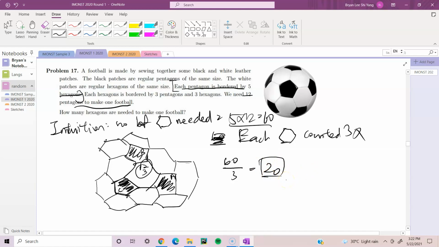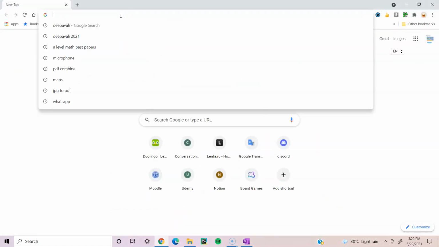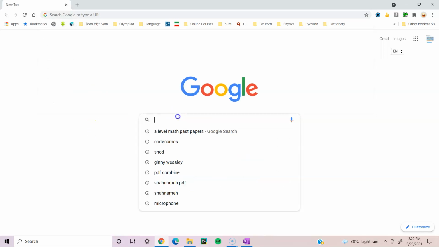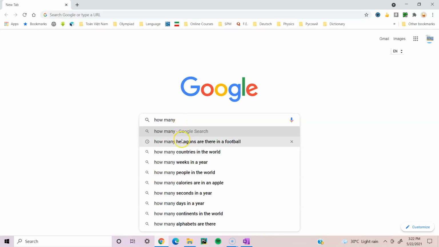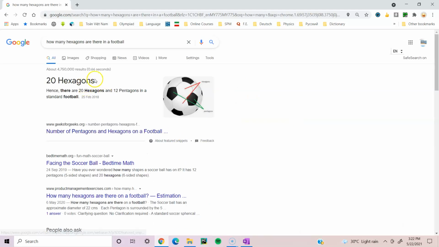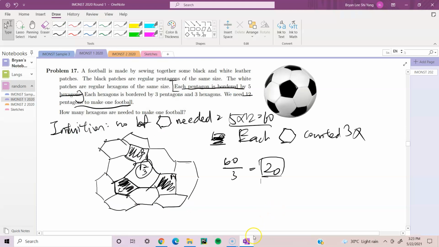But now, our video has not ended yet. We have another solution, right? Okay. So our second solution is to find Google and then just find how many hexagons are there in a football, and then it'll just give you the answer. As you can see, 20 hexagons. It is the same as what we've done, but the lesser the effort, the better. I don't know. Okay, don't follow this, please.